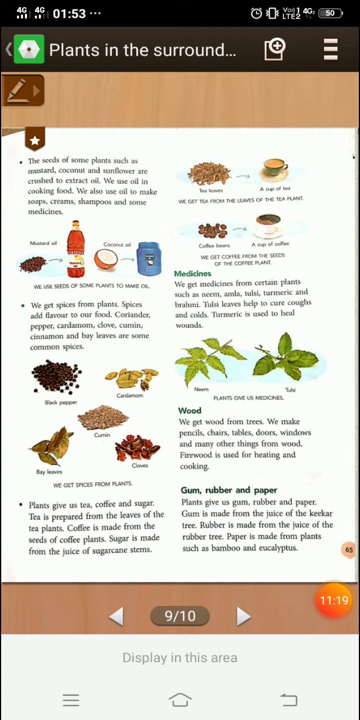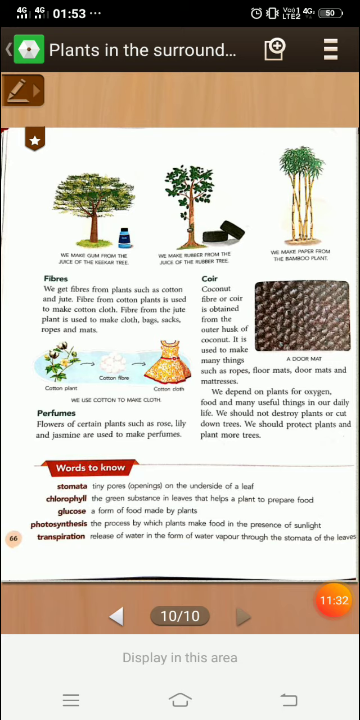Plants give us gum, rubber, paper. Gum is made from the juice of the kikar tree, rubber is made from the juice of the rubber tree, and paper is made from plants such as bamboo and eucalyptus. Fibers. We get fibers from plants such as cotton and jute. Fiber from the cotton plant is used to make cotton cloth, and fiber from the jute plant is used to make clothes, bags, sacks, ropes and mats, etc.